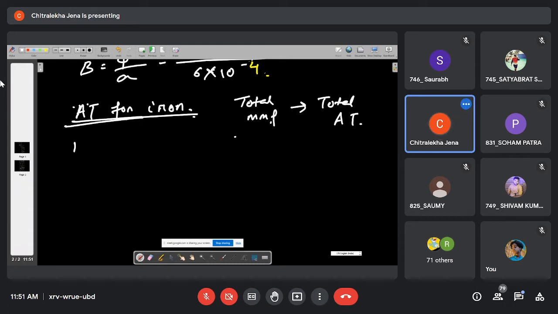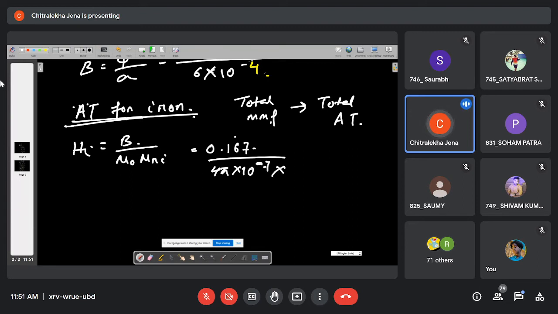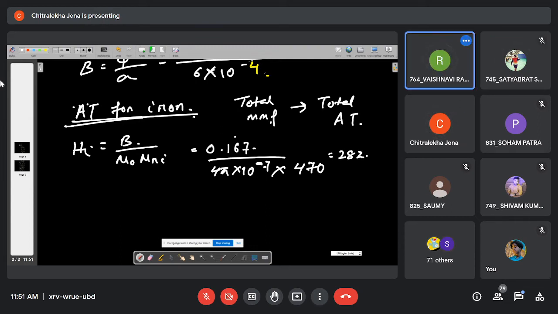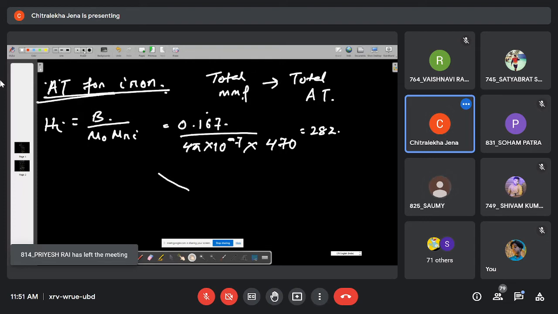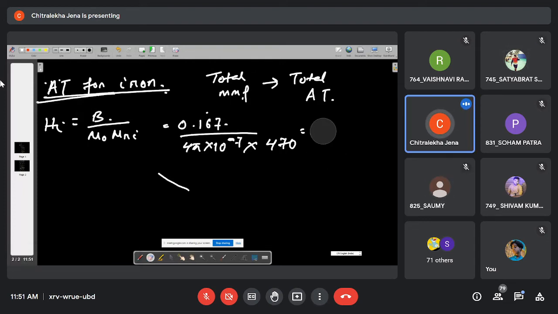What is my Hi? Hi is equal to B divided by mu naught into mu_r. So this is 0.167 divided by 4 pi into 10 to the power of minus 7, multiplied by 470. So this will be 2 into 10 to the power of minus 5. Correct. This will be 282.75 ampere turns per meter.